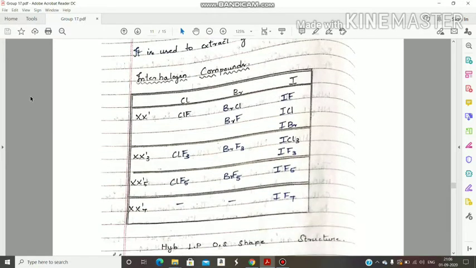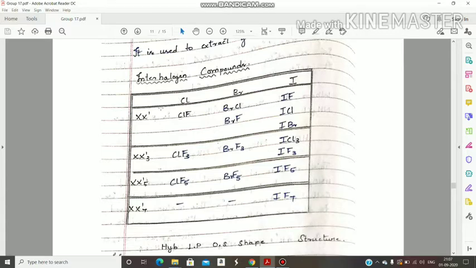Next important topic, that is interhalogen compounds. We discussed already, when a halogen reacts with other halogens, those are called interhalogens. There are four types of compounds formed: XX', XX3', XX5', and XX7'. Here X is the larger atom and X' is the smaller atom.